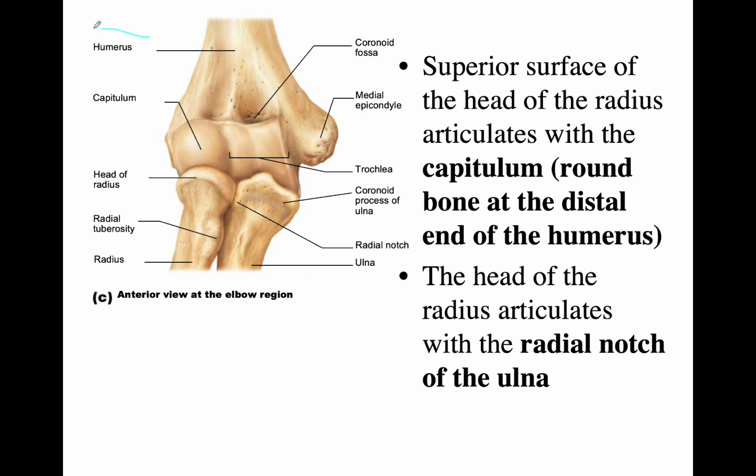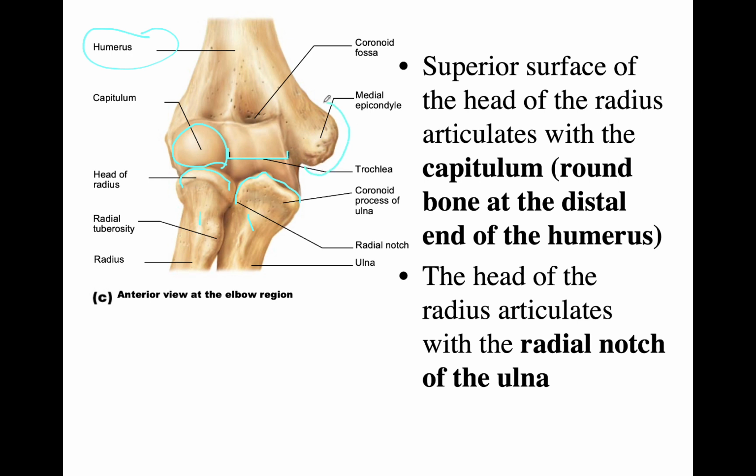This bone is the humerus up here. This is the radius, that is the ulna. I want you to notice where they're actually articulating. This is important for you to know. The head of the radius articulates with the capitulum of the humerus, and the coronoid process of the ulna articulates with the trochlea of the humerus.